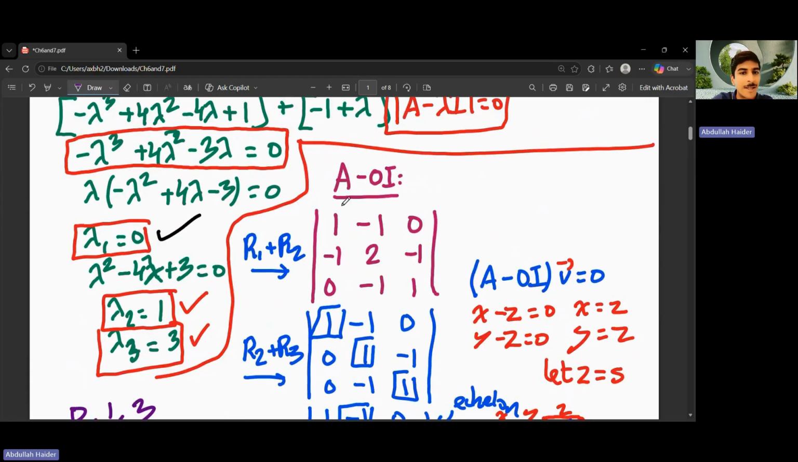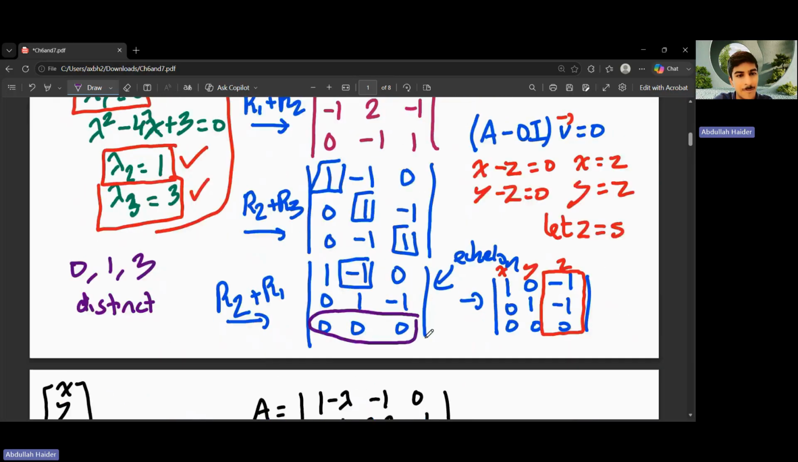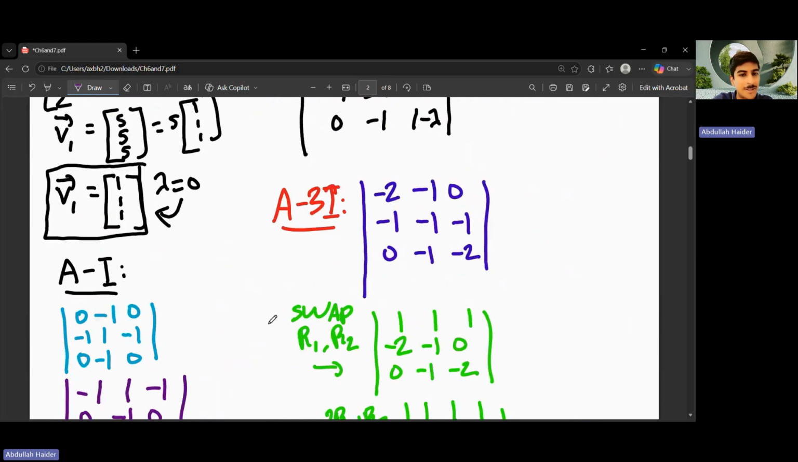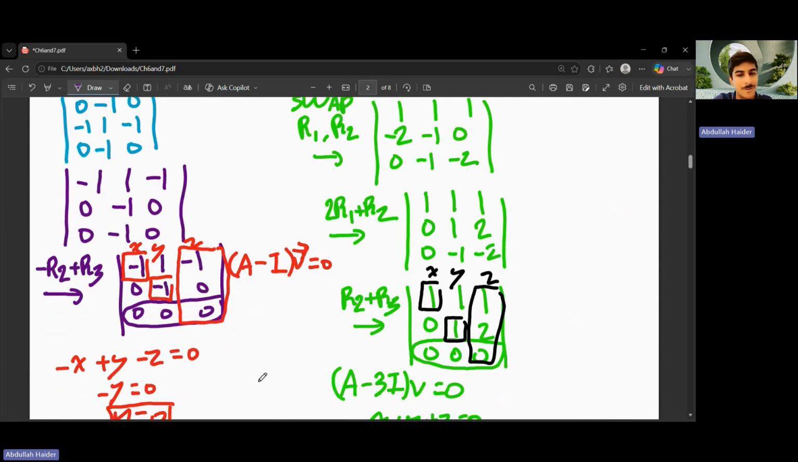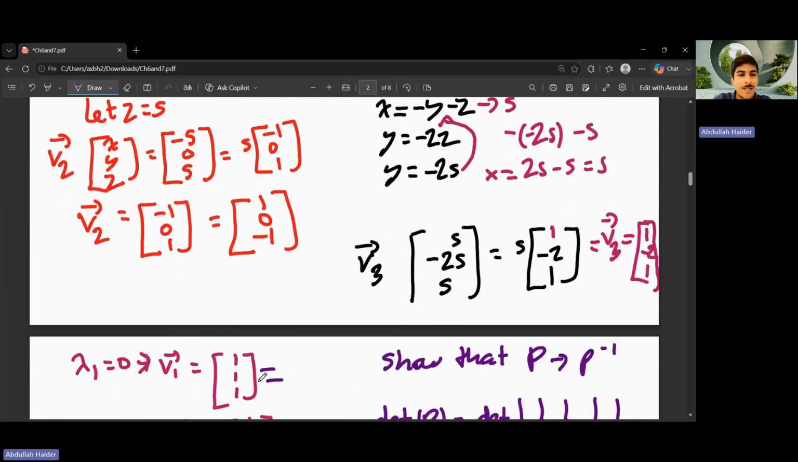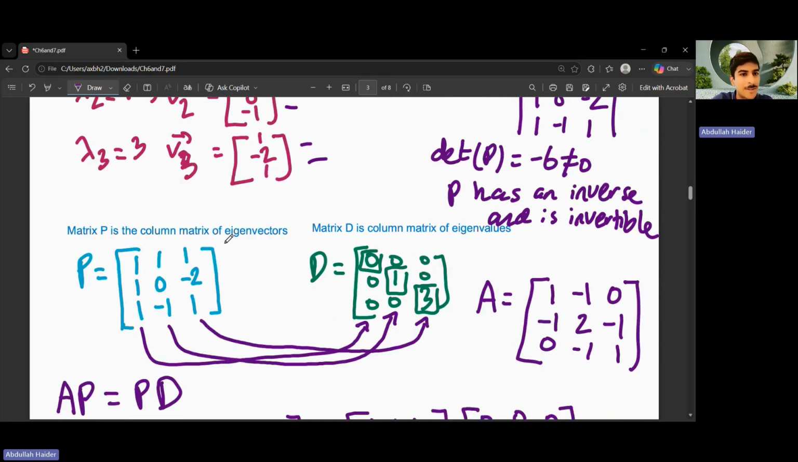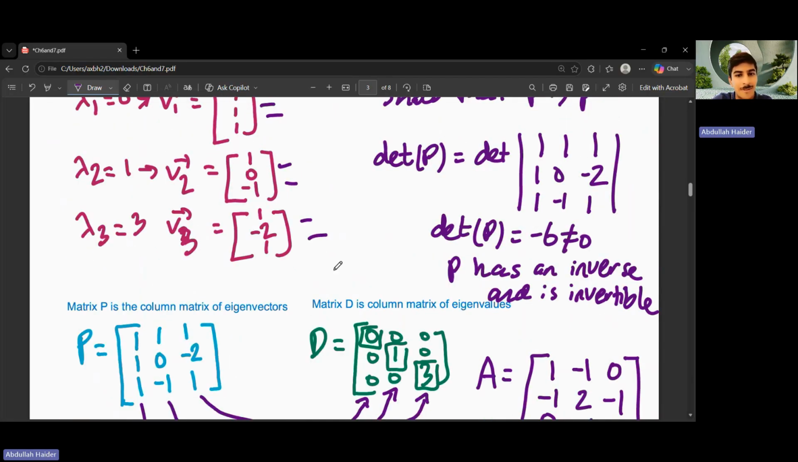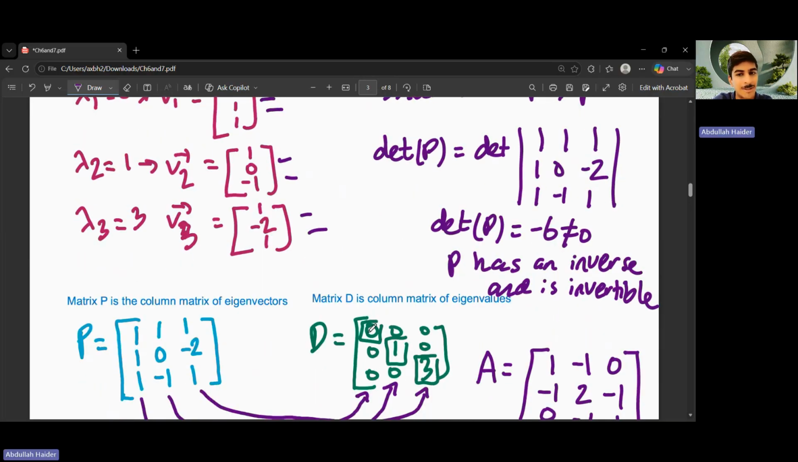And so after getting your eigenvalues, you find the eigenvectors using A minus 0I, A minus 3I, A minus 1I. You find all of the eigenvectors. And your matrix P will be the column matrix of eigenvectors. Your matrix D will be the diagonal matrix of eigenvalues 0, 1, 3 as the diagonals.